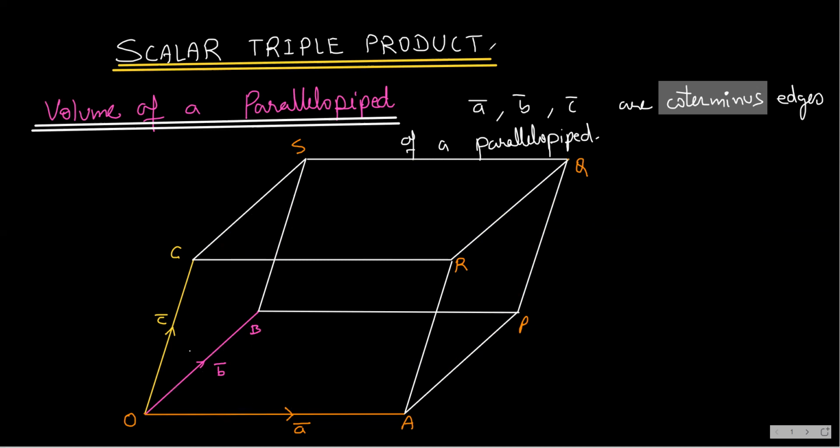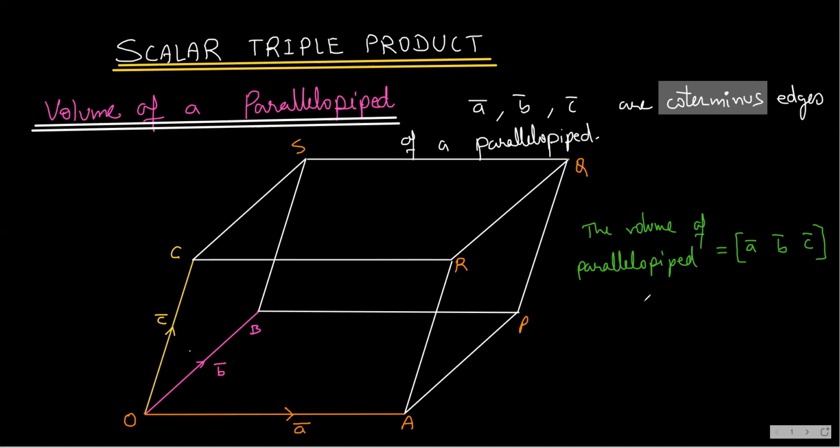Then you can write the volume of the parallelepiped. The volume of the parallelepiped is equal to the box product of A bar, B bar, C bar. What is the volume of this parallelepiped? It is equal to the box product of A bar, B bar, C bar.